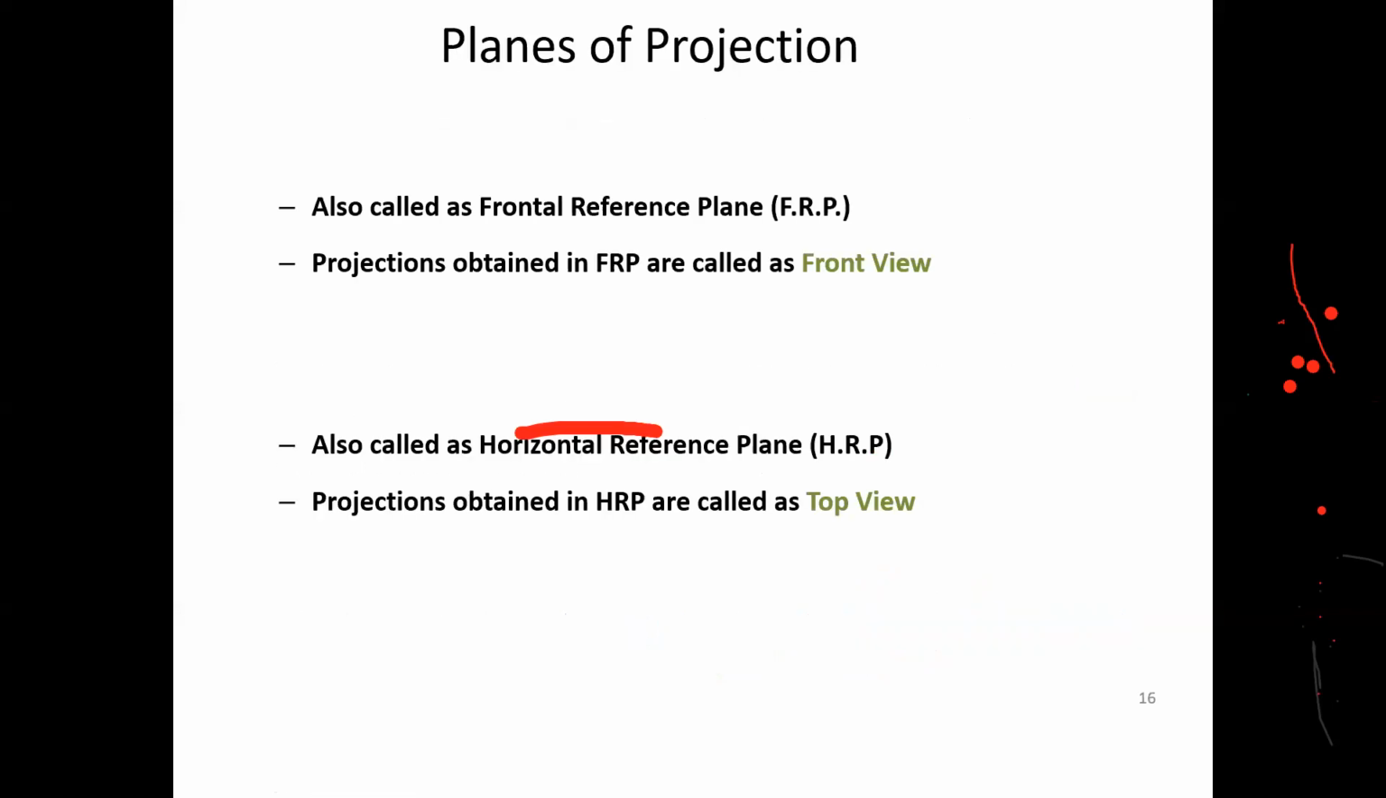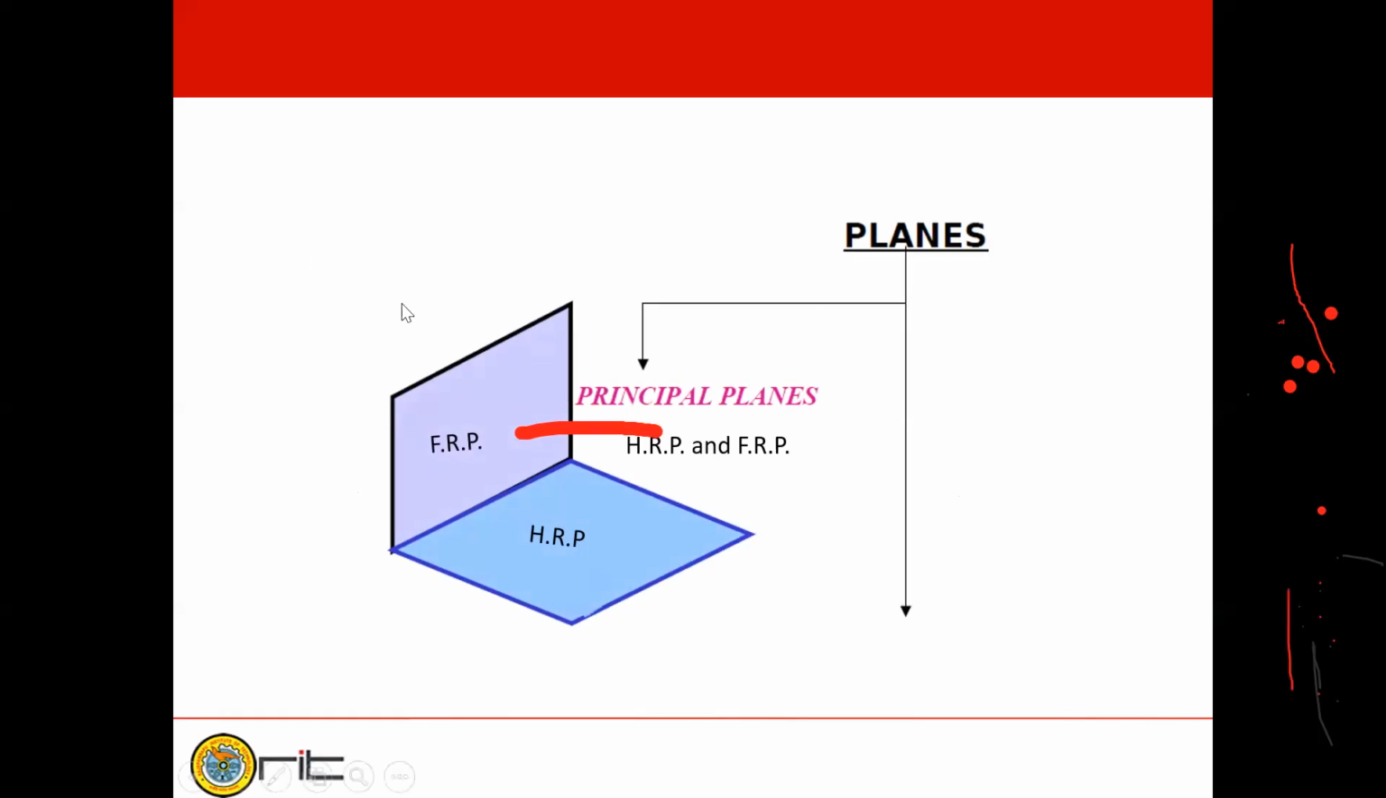Okay. Now this one is a plane of projection, also called the frontal reference plane. The projection obtained on the frontal reference plane is called a front view, and then a horizontal reference plane is there, in which you will get the top view. So HP, VP, everybody knows that. So this is the horizontal reference plane, this is the frontal reference plane. Getting? And you will get the front view here in the frontal reference plane, top view here.